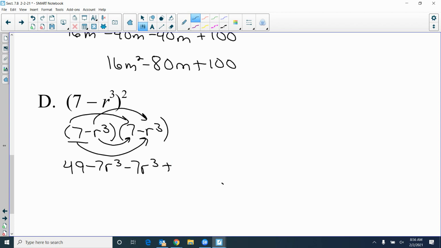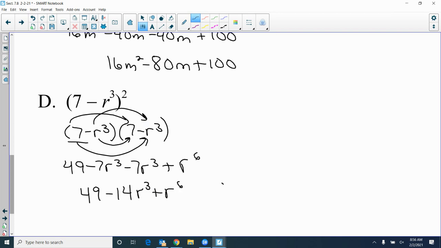All right. Negative times a negative is a positive, but don't forget, what is r to the third times r to the third? Connor? R to the 6. R to the 6. That's when you add the exponents. So 49 minus 14r cubed plus r to the 6.